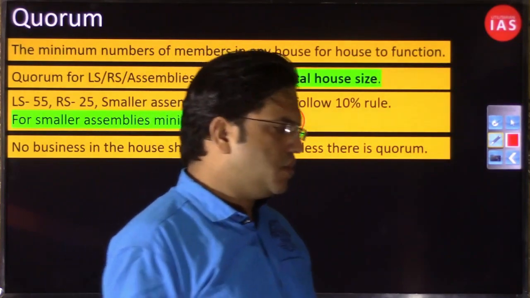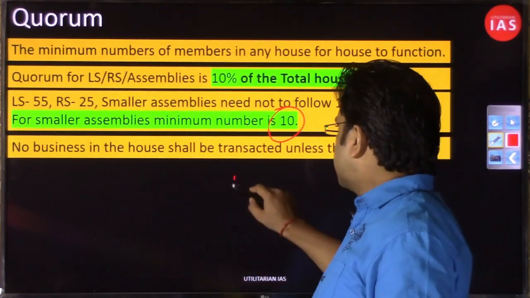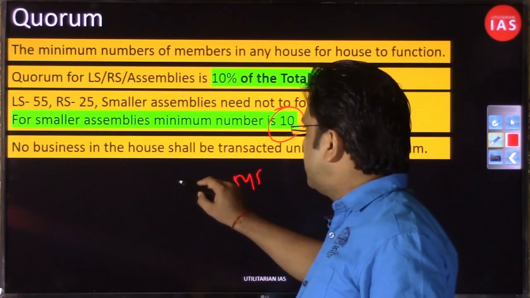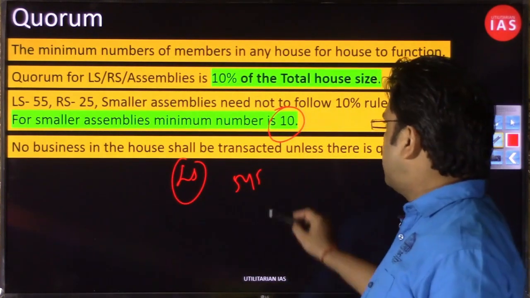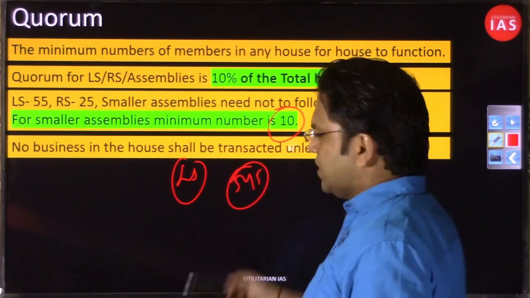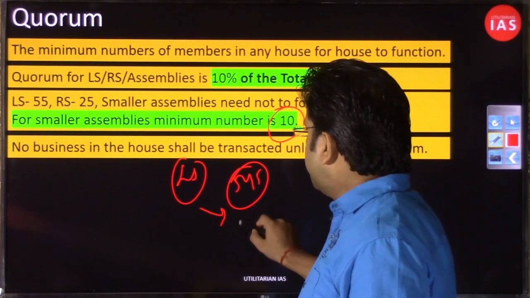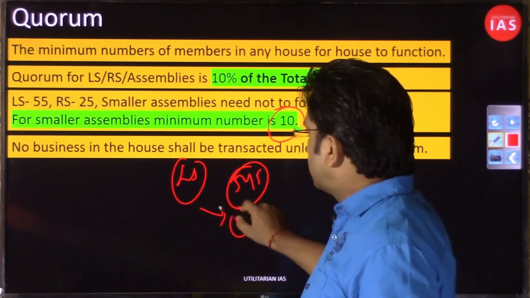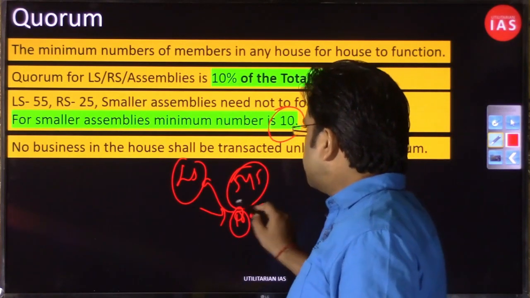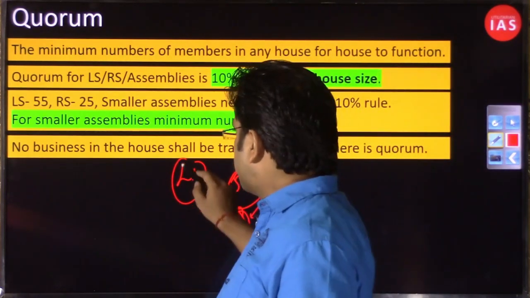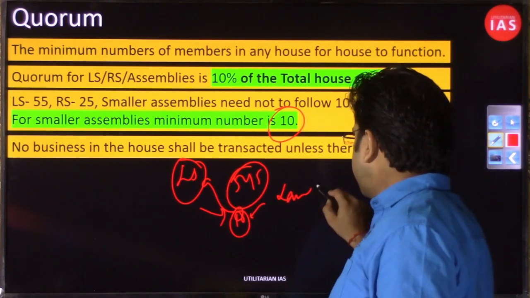It can't be the case that, suppose I take the example of Lok Sabha, the total size of the house is 545, but on a particular day there are only 10 members sitting and Lok Sabha starts functioning. It can't be the situation, because what is the business that Lok Sabha is supposed to perform? It primarily has the law making function, right?